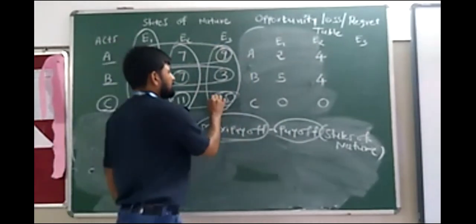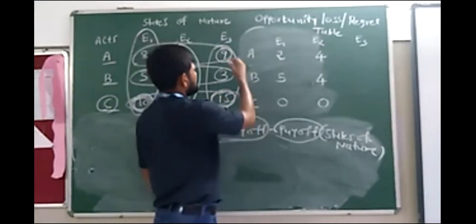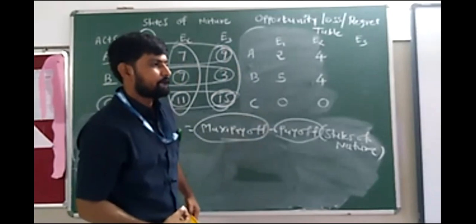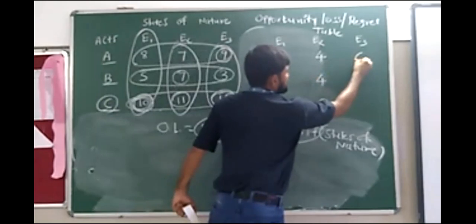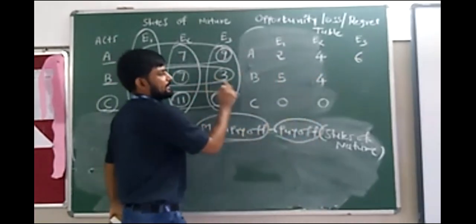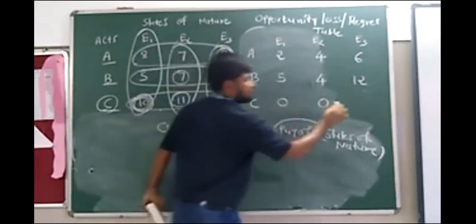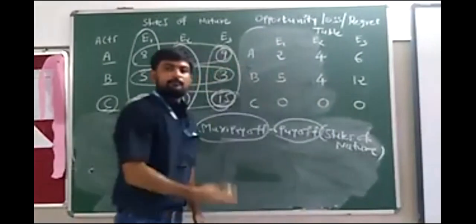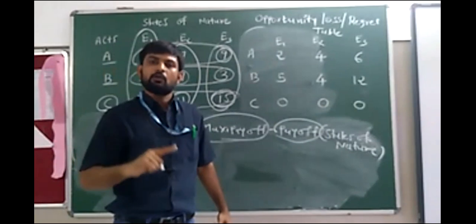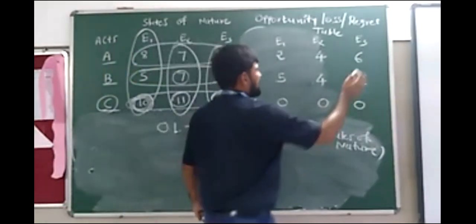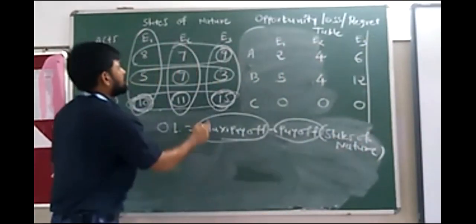In the third column the maximum payoff is 15. So we'll subtract all the elements from 15. 15 minus 9 is 6, 15 minus 3 is 12, and 15 minus 15 is 0. So this is our new table, called the regret table or opportunity loss table. After finding the opportunity loss table, now we'll apply this rule.